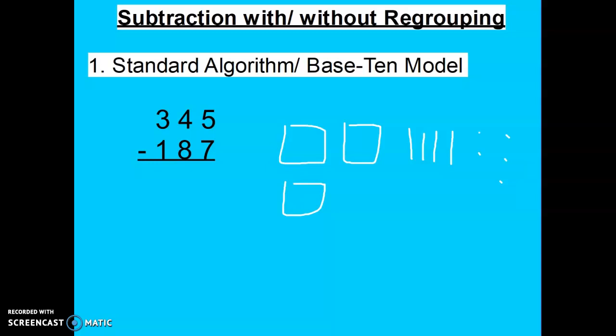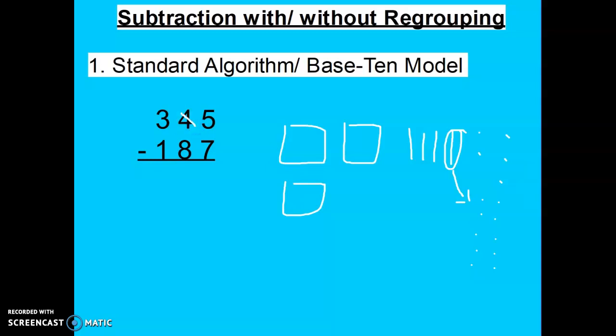I would like to subtract 7 ones. However, I don't have enough. Therefore, I need to go next door and borrow 1 ten. The 10 would become 10 ones. And now, together, I should have 15 ones. I will record it on my number sentence.